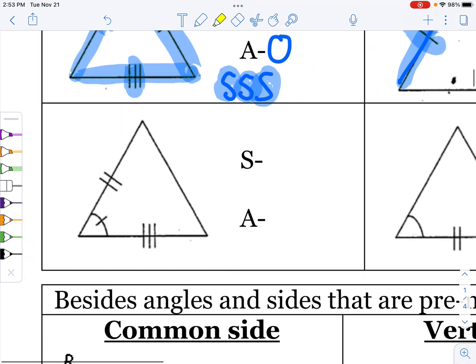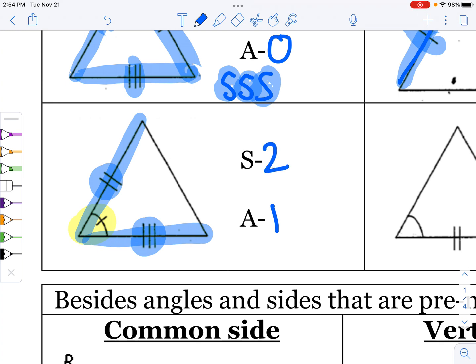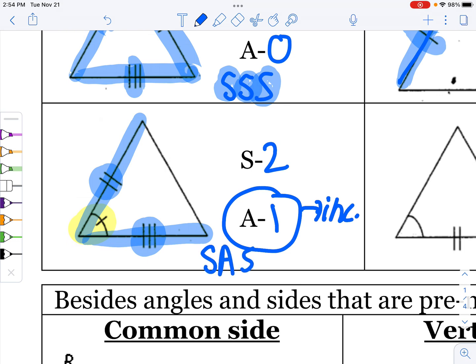All right, let's keep going. Here we go. I have one angle and then two sides indicated. One angle and two sides. There's my count. This angle is included. And so because it's included, I'm going to write that as SAS. That A happens in the middle of those two sides. SAS. That's my sassy triangle.